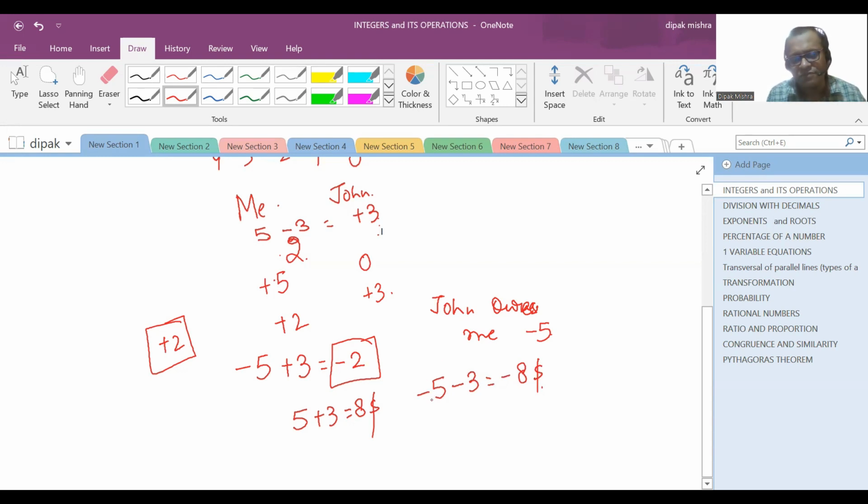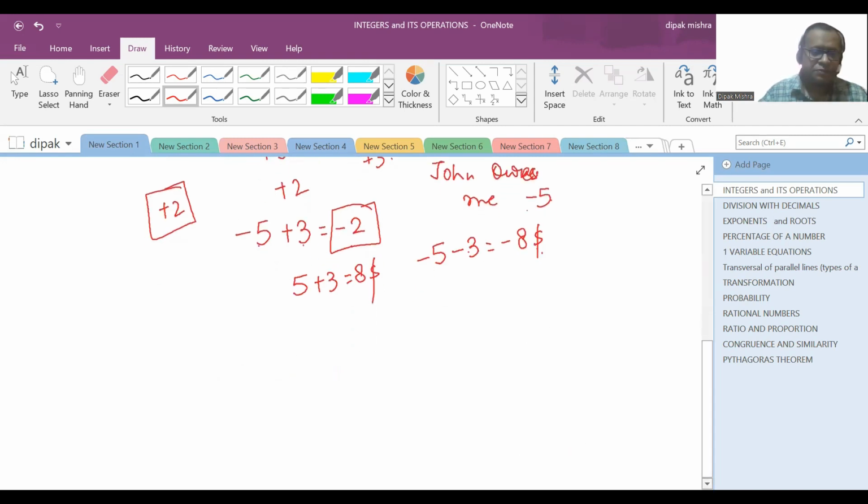When you subtract 3 from minus 5, it is minus 8. When you add 5 and 3, you get 8. When you have minus 5 and plus 3, it's minus 2. And 5 minus 3 obviously is equal to 2. These are some of the operations, positive operations and negative operations, commonly known as addition and subtraction.